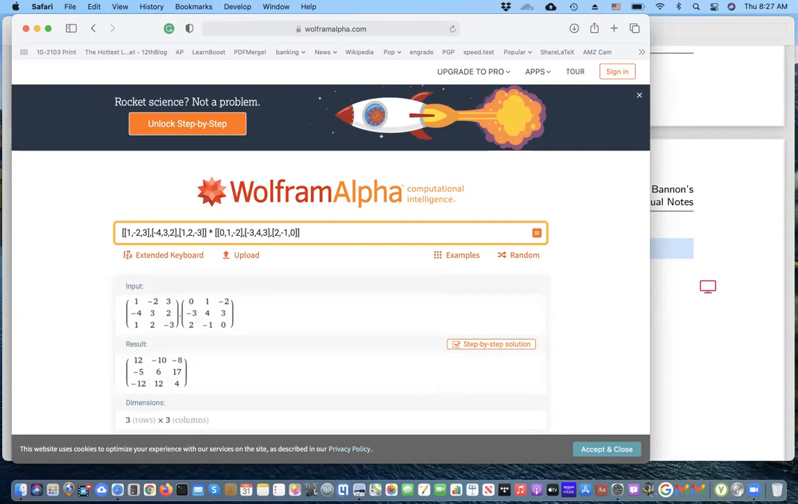So I'm looking at my whiteboard and it says 12, minus 10, minus 8, and it says minus 5. It says 6 and 17. I'm getting pretty good. Minus 12, 12, and 4. So I feel good about this.